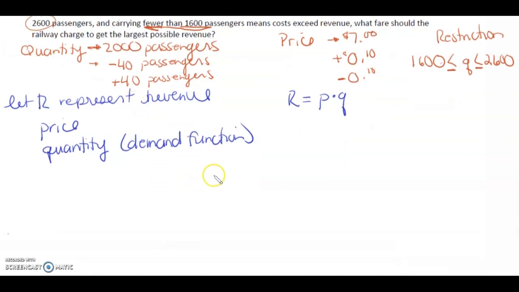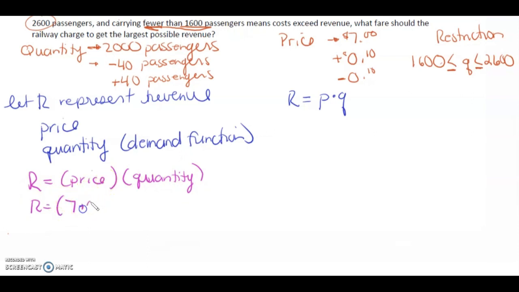All right, so this is what we want to do. We want to first write an equation for revenue. Revenue equals price, and all of the numbers having to do with price will be in one bracket, and then times quantity, which is going to be another bracket. The price is going to be $7, and then we're going to add 10 cents. But if we leave it like this, that's just going to be $7.10. So we need to introduce a variable.